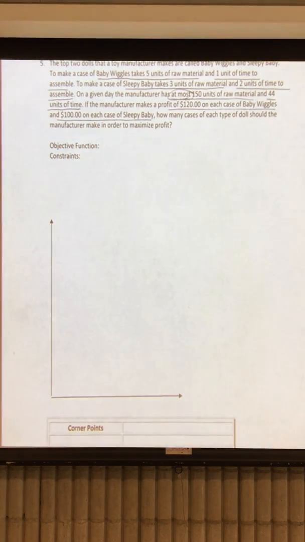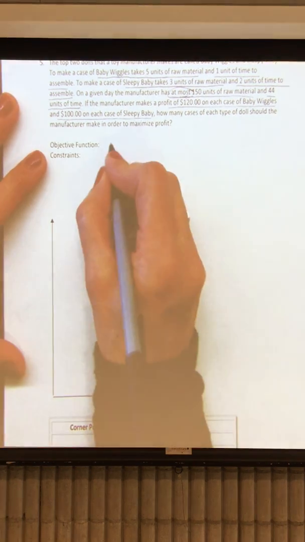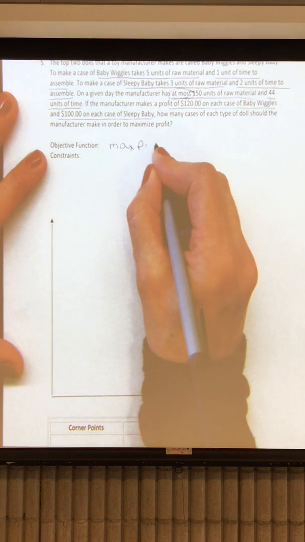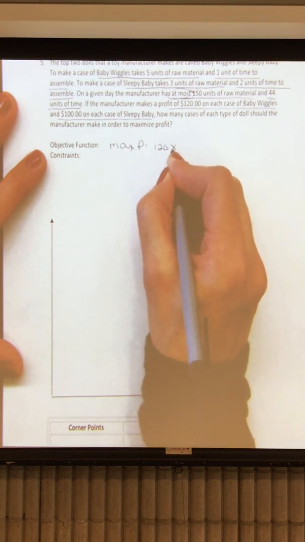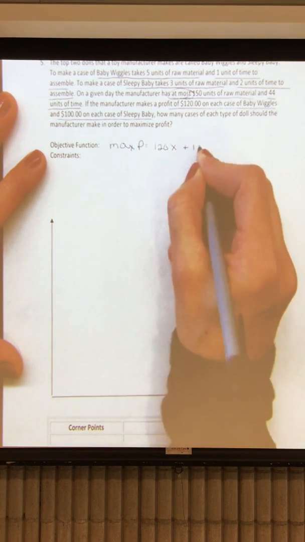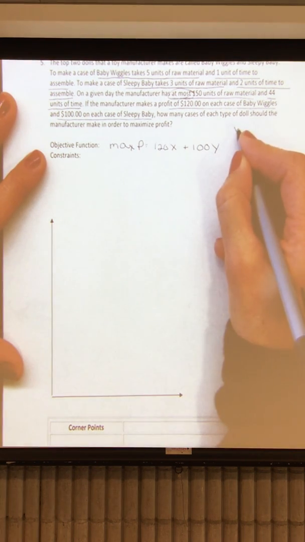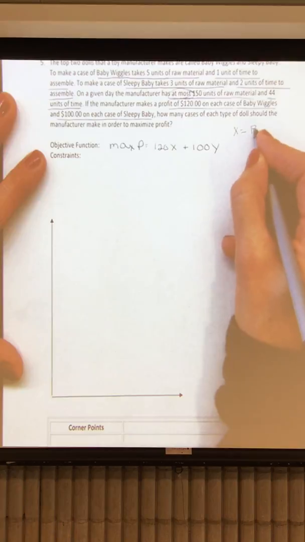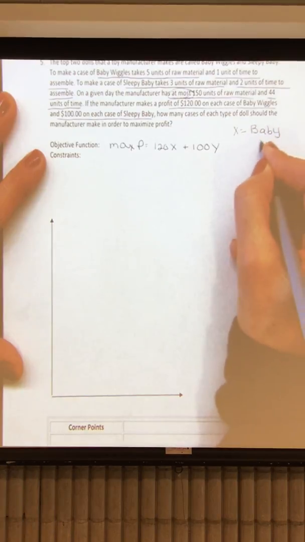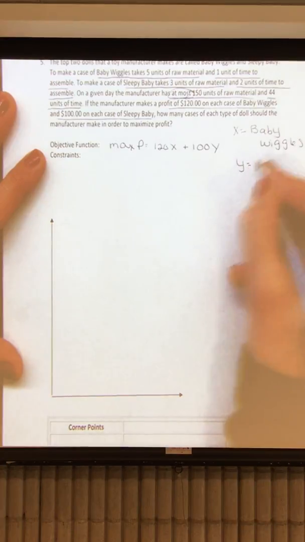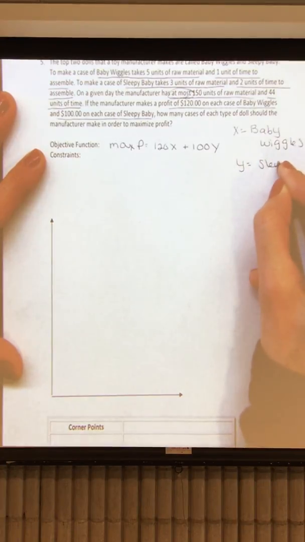So maximizing our profit, we know our objective function is you want to maximize our profit, and it's $120 for baby wiggles plus $100 for sleepy baby, which means we have our x is equal to baby wiggles, and we let our y is equal to sleepy baby.